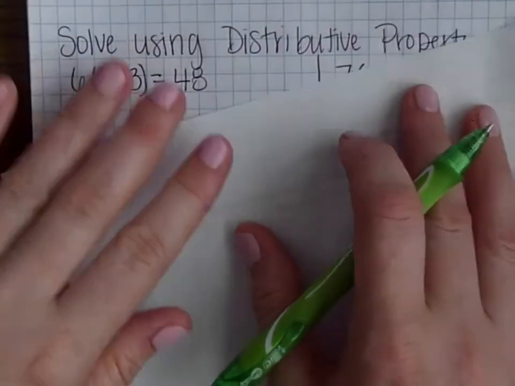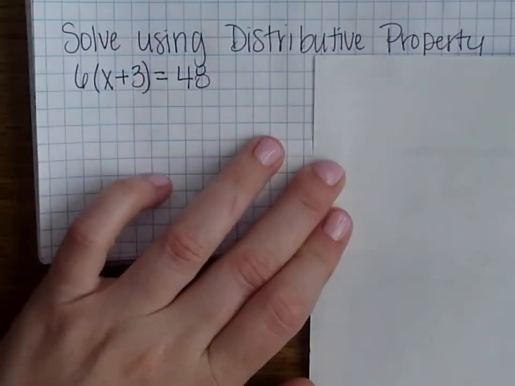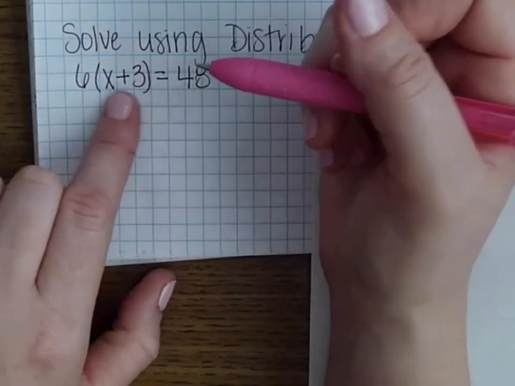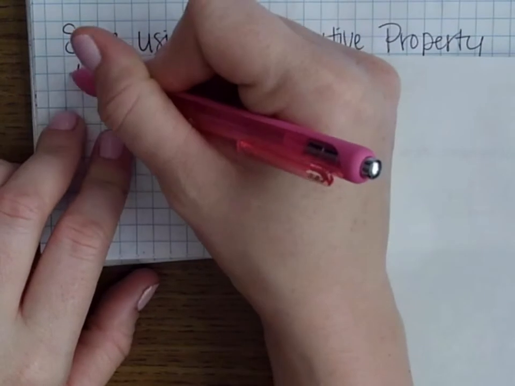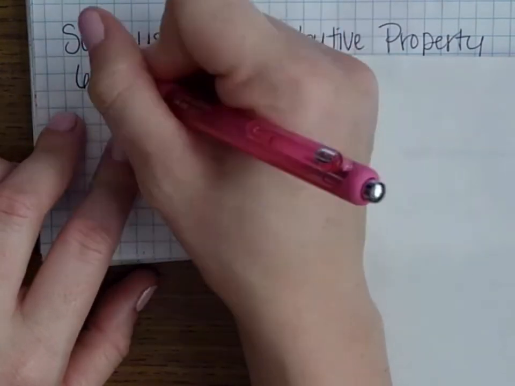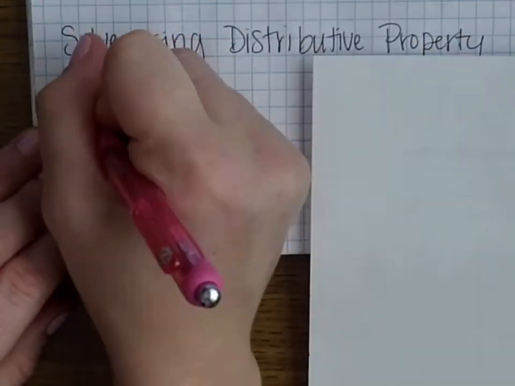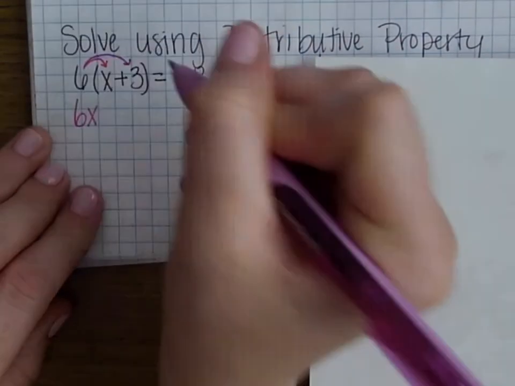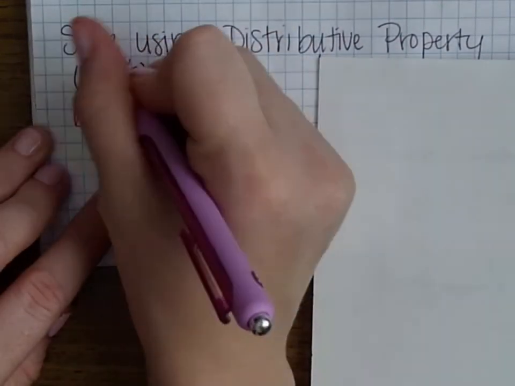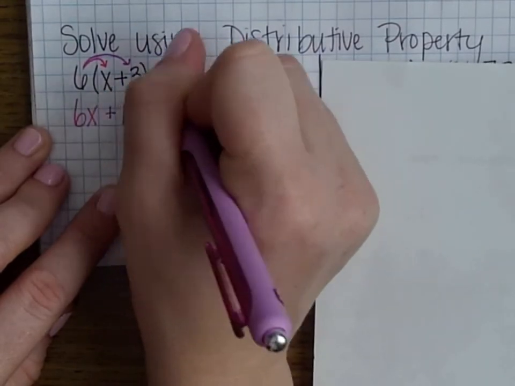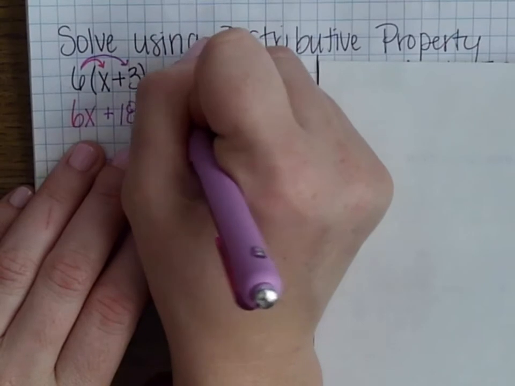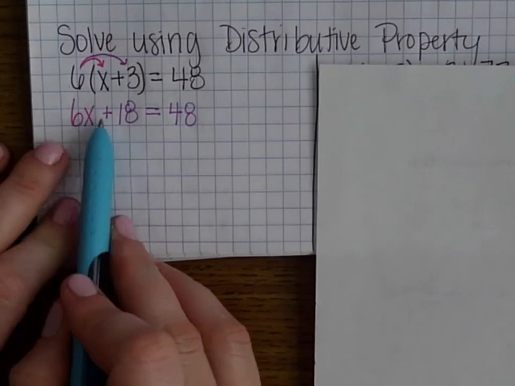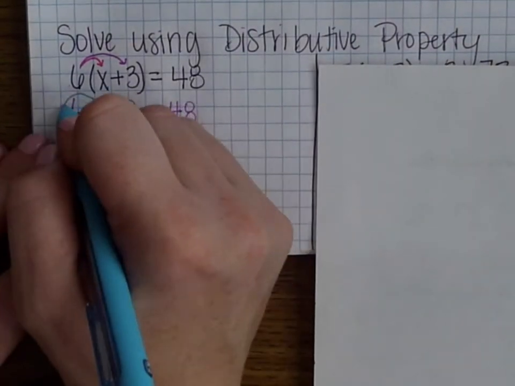So now let's do this one. I'm going to distribute. Notice there's an equal sign. If I was to circle the part with the variable, it would be this entire thing. So I'm going to distribute. 6 times x is 6x. Bring down the plus sign. 6 times 3 is 18. Bring down the equal sign, bring down the 48. Now we have 6x plus 18. Now I can circle the variable and solve it just like I've been doing.